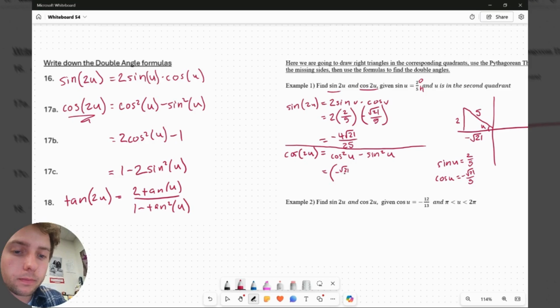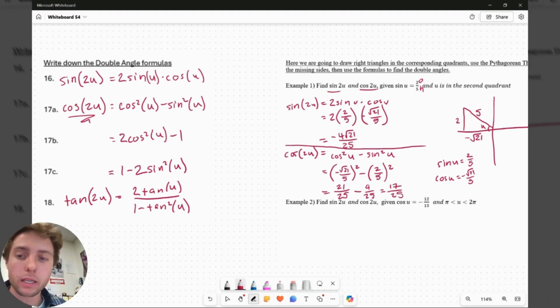Cosine, we're squaring it. Sine, we're squaring it. Okay, root 21 squared is just 21, over 5 squared is 25. Realize a negative squared is positive, so that goes away. And now we're just subtracting top and bottom squared, which would be 4 over 25. Find your answer, and now you got 17/25.